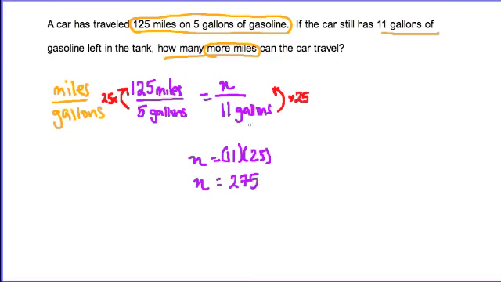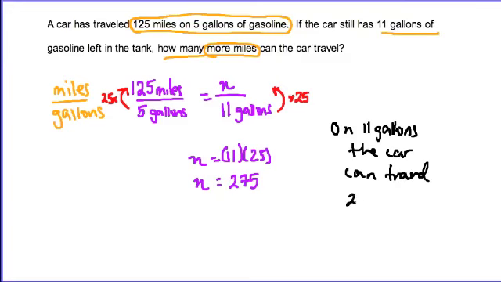So it looks like on 11 gallons, the car can travel 275 miles. And the great thing, once again, about using the whole word ratio at the beginning is there are my units. My units are already listed at the very top, so that serves as a good reminder that I need to have that same unit at the end. And so this is how we can set up and solve proportions to help us solve some word problems.